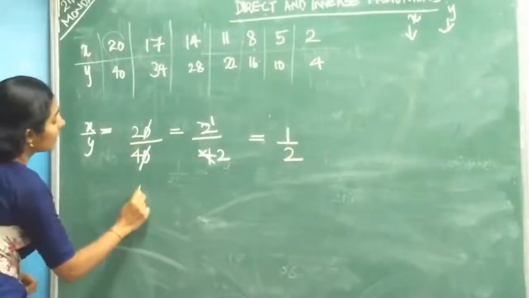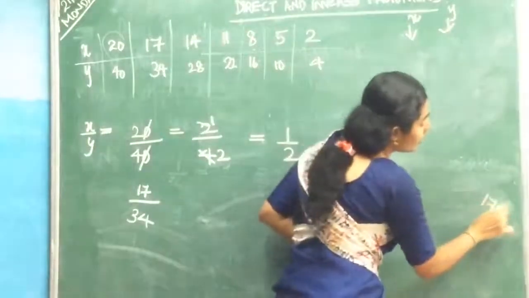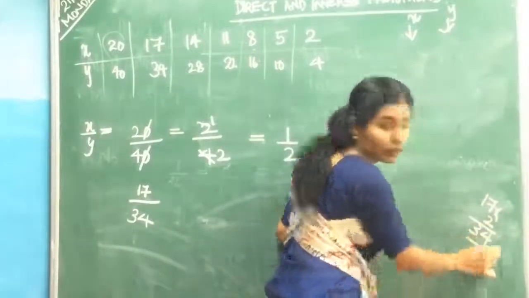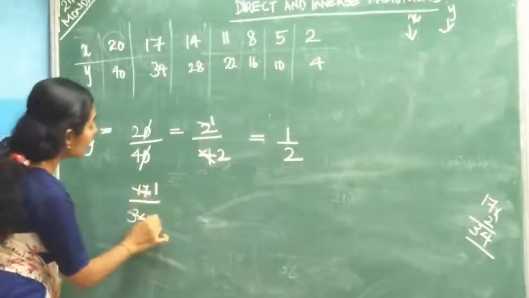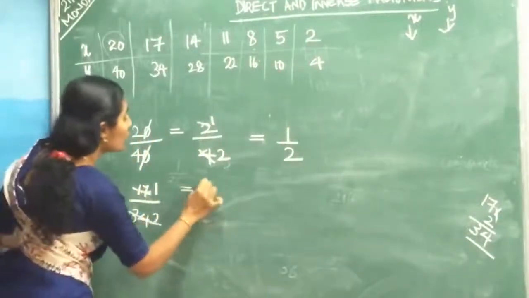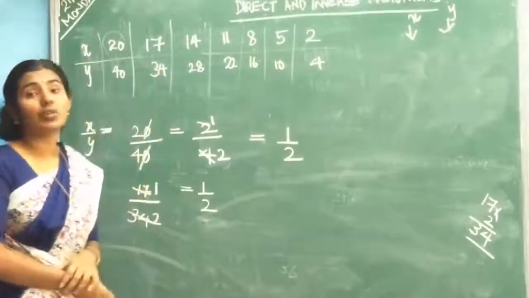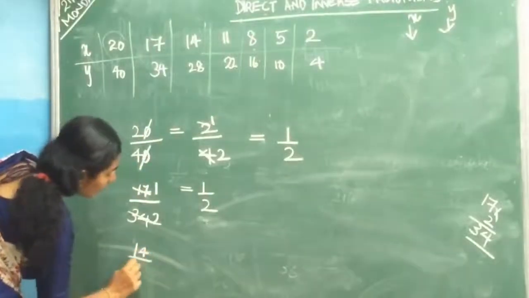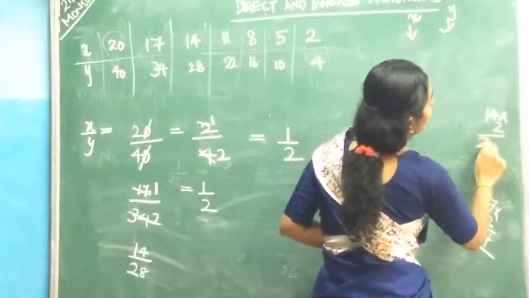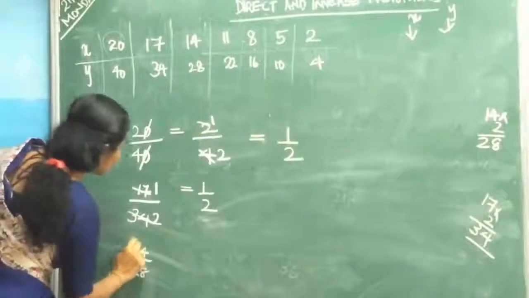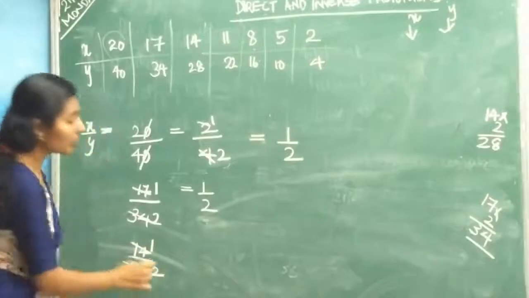What is that? 17 divided by 34. And you know 17 twos are 34, isn't it? So 17 ones are 17, 17 twos are 34. So what ratio will you get? 1 by 2. Now we see the third ratio. What is that? 14 divided by 28. Let's check it. 14 ones are 14, 14 twos are 28.